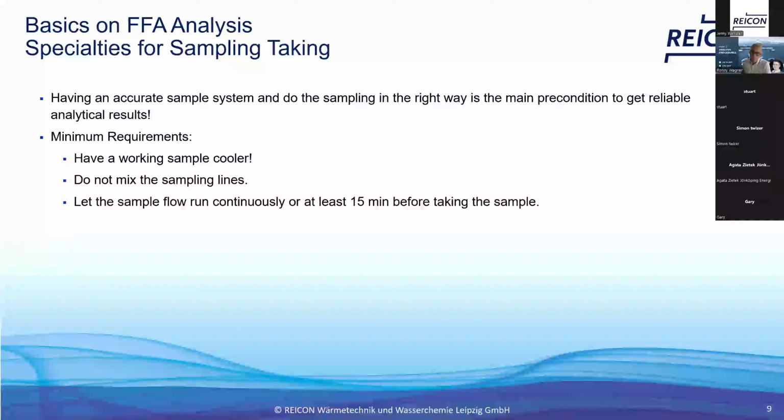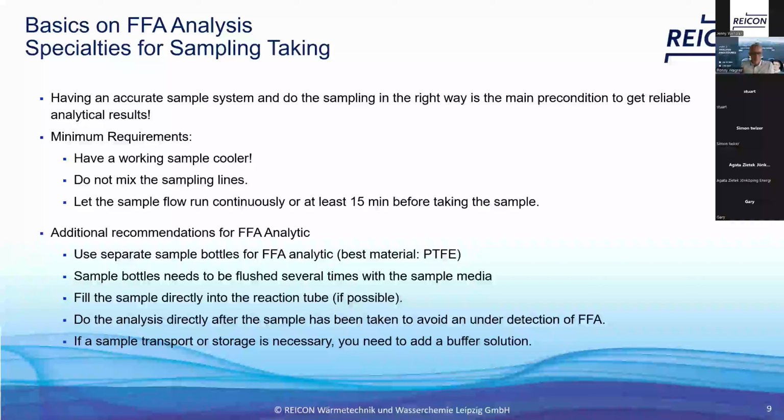Especially for industrial applications, the sample flow should run continuously, but in most industrial boilers, the lines are closed all day. So they should be opened at least 15 minutes before taking the sample, to flush the sample lines very well and also remove the particles which can settle in the sampling line. This is really the basics, but it's also valid for the sampling for FFA. But there are some additional requirements.